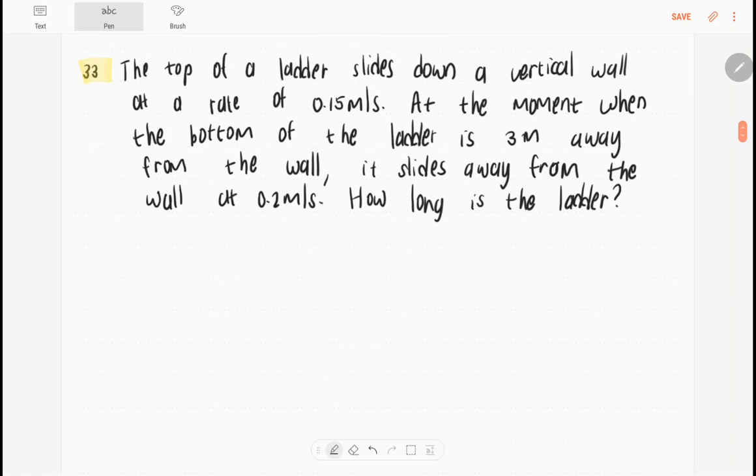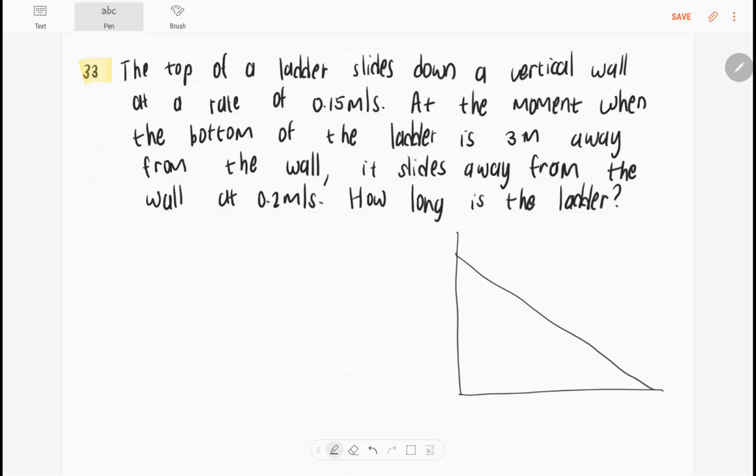The top of a ladder slides down a vertical wall at a rate of 0.15 meters per second. At the moment when the bottom of the ladder is 3 meters away from the wall, it slides away from the wall at 0.2 meters per second. How long is the ladder? So we start off this problem just by drawing what they tell us to get a little bit of a visual idea of what's going on.